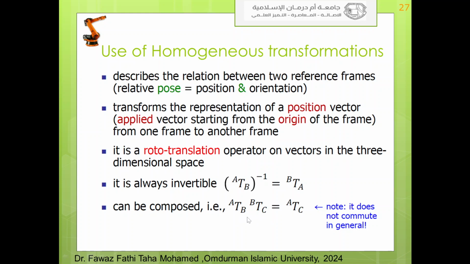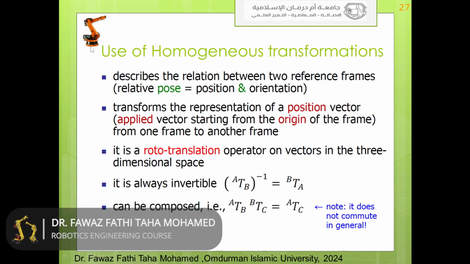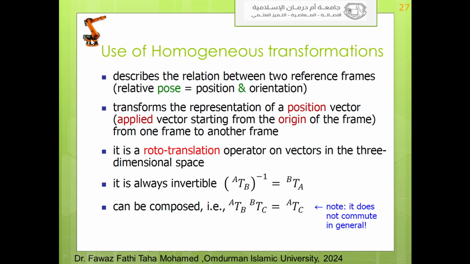We will consider this the foundation of forward kinematics and inverse kinematics, because in forward and inverse kinematics, for each joint we have a frame and a homogeneous transformation matrix, and we want to find the relationship between the position and orientation of the end effector, or the tool frame, to the world frame.